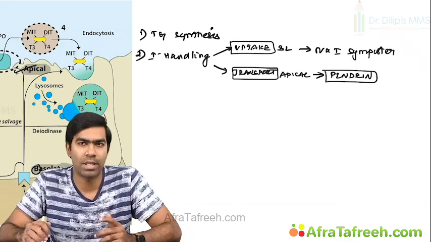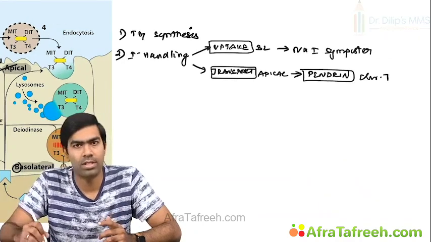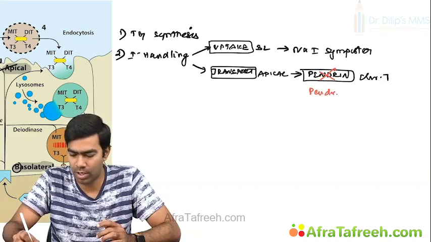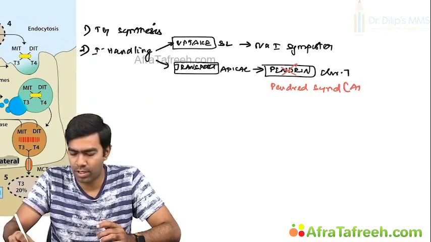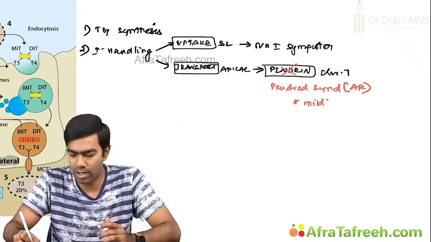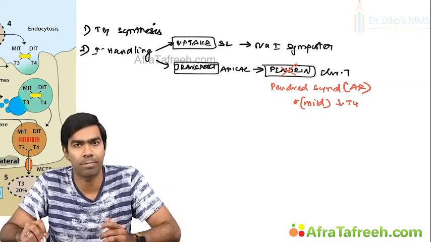Obviously, it is synthesized by the pendrin gene, which is present on chromosome number 7. Defects of this pendrin gene and the resultant pendrin protein can result in a syndrome called Pendred syndrome, which is autosomal recessive in inheritance. Do you know what the effects of Pendred syndrome are? Obviously, there is going to be hypothyroidism, but surprisingly, it usually results in mild hypothyroidism.